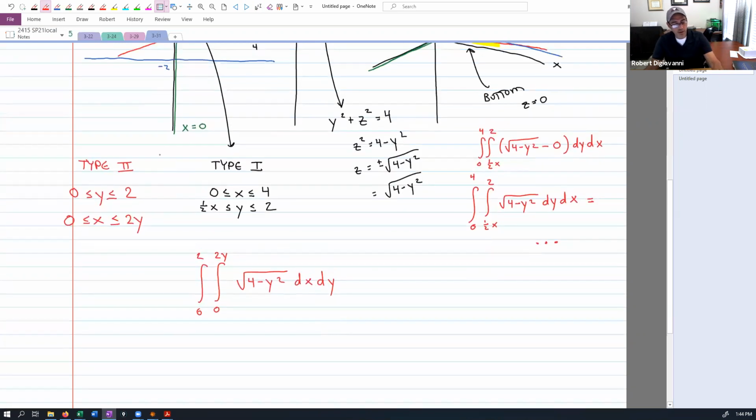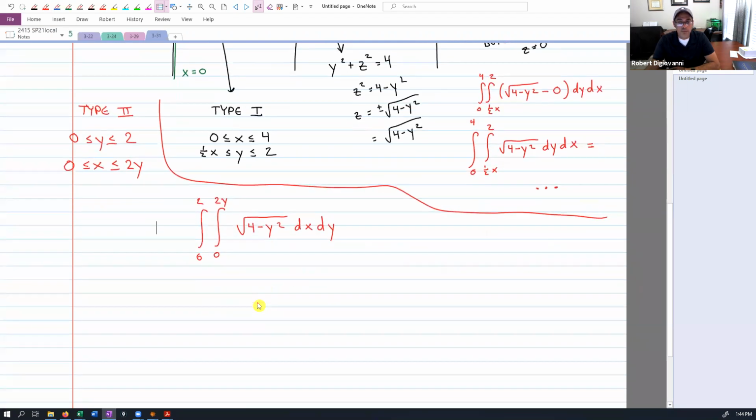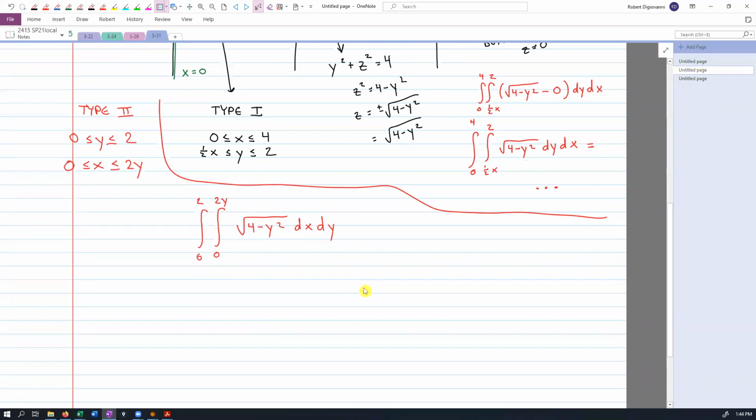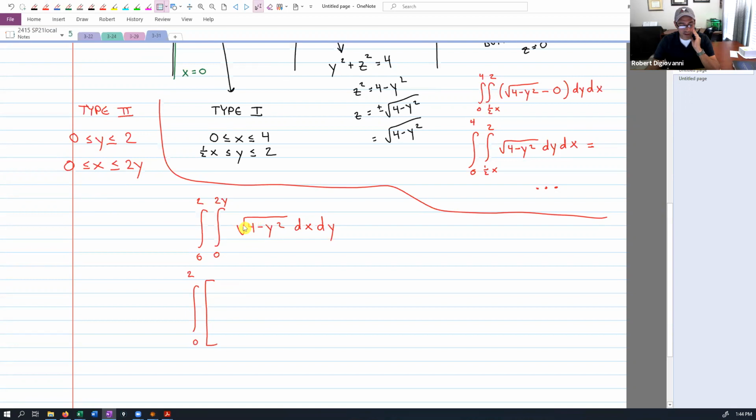Are there any questions on the type 2 setup? So Adam, you asked, would this be easier, right? Does it appear to be easier? I would say the first one is going to be easier, but then the second one is going to be just as hard. Okay, let's see. If we do the first one, what's the antiderivative of all of this with respect to x? See, now we treat all this like a constant, right? It's x. So this is going to be x times the square root of 4 minus y squared. That's the antiderivative of this with respect to x. And I evaluate that from x equals 0 to x equals 2y.